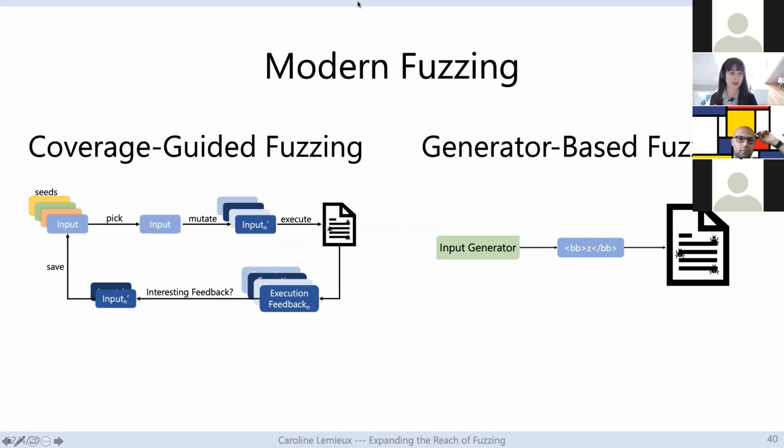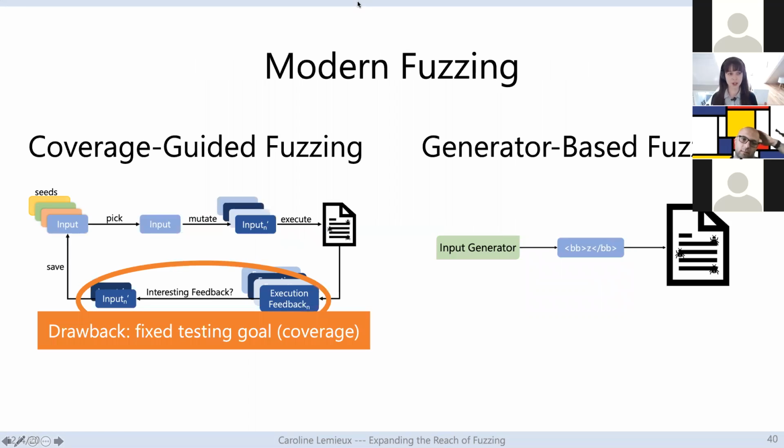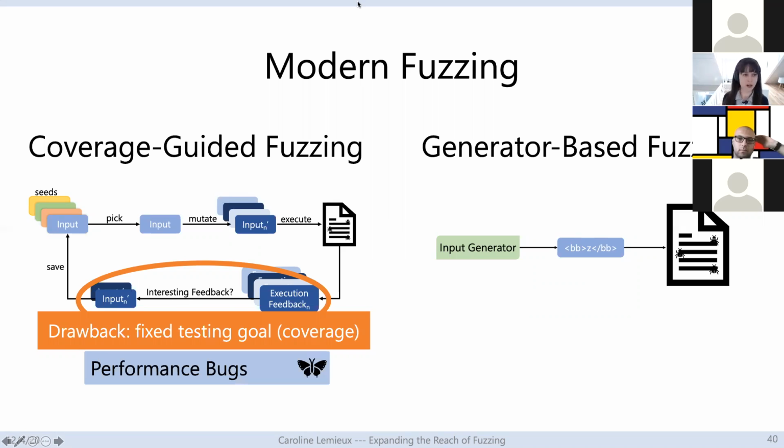Now, in spite of all their successes, there are some key drawbacks to these techniques. First of all, coverage-guided fuzzing, as you may be able to tell by its name, really has this fixed testing goal of increasing coverage. And that might be good for some general exploration, but it doesn't allow us to effectively find some types of bugs. And in the first part of my talk, I'll be talking about a new algorithm that we came up with that could effectively find performance bugs in software.